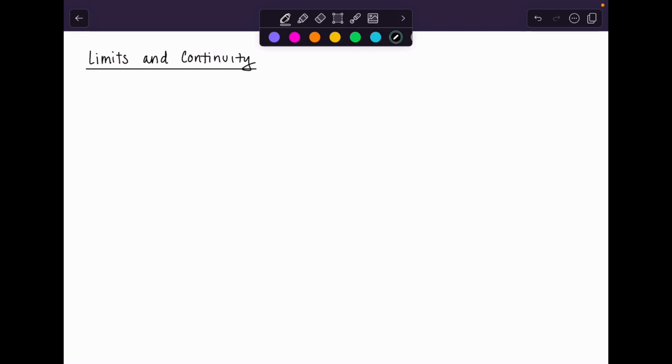So we are moving on to everyone's probably least favorite topic, which is limits. And then that also leads into that concept of continuity. Because remember, continuity is always defined in terms of a limit.